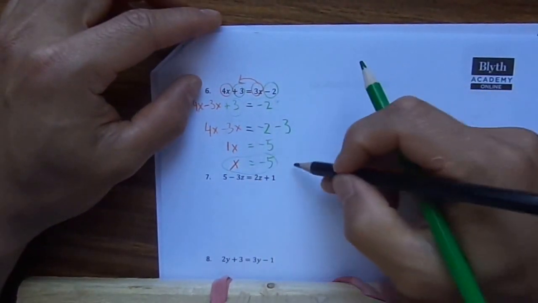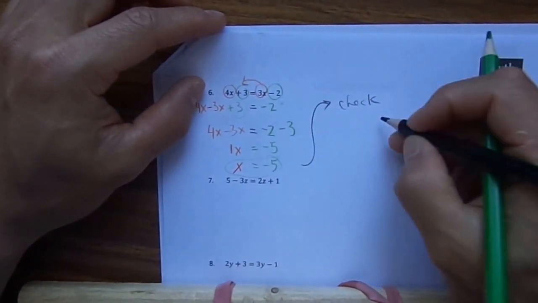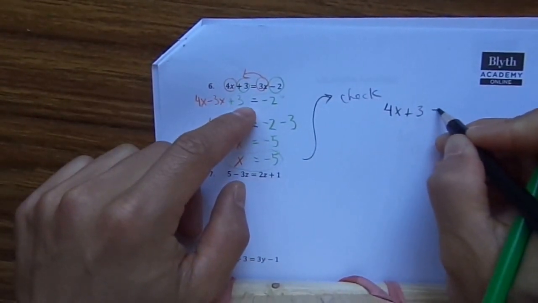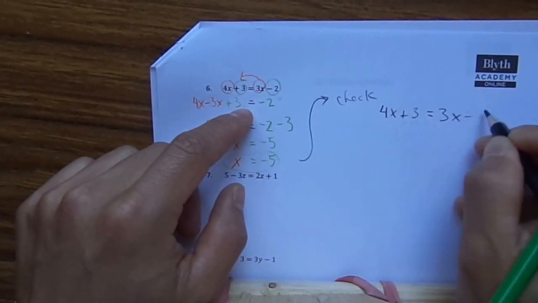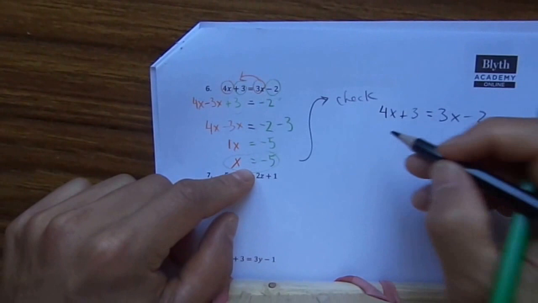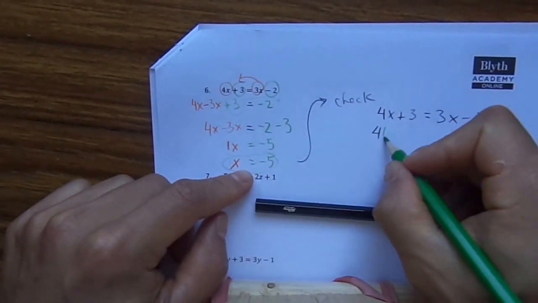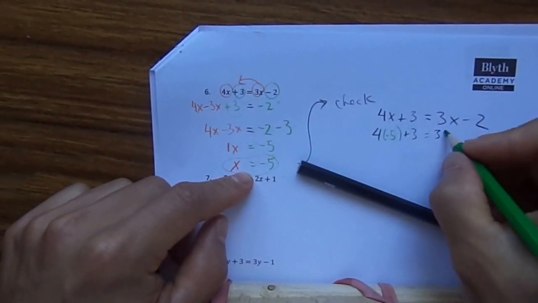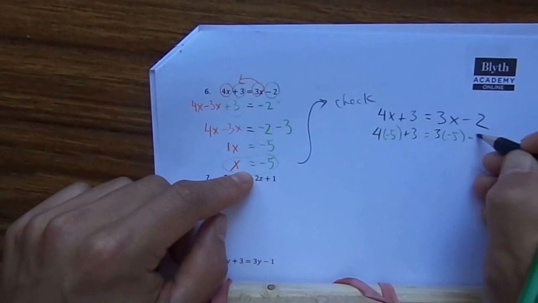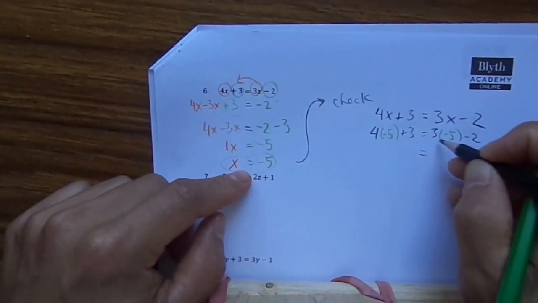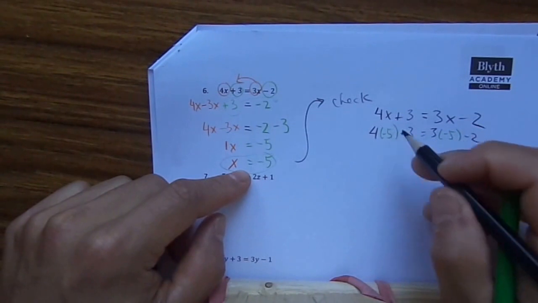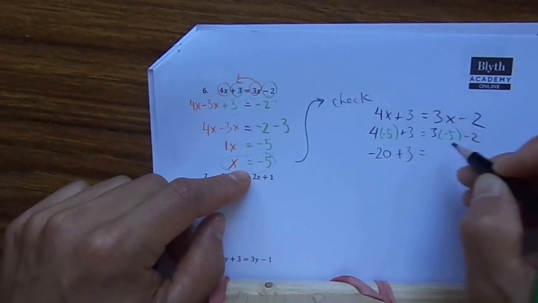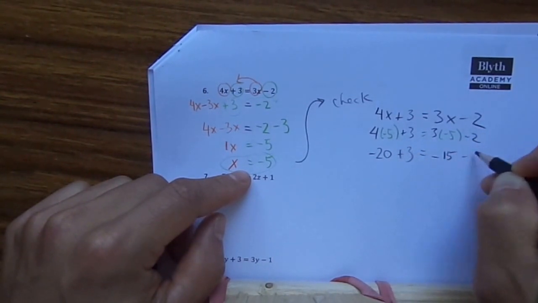Now, again, let's check. Our original was 4x plus 3 equals 3x minus 2. We got x to be negative 5, correct? So instead of x, we're going to have negative 5 plus 3 equals 3, and instead of x, we're going to have negative 5 once again, minus 2. Let's do this side first, with all the multiplications first. 4 times negative 5, negative 20, plus 3. 3 times negative 5, negative 15, minus 2.